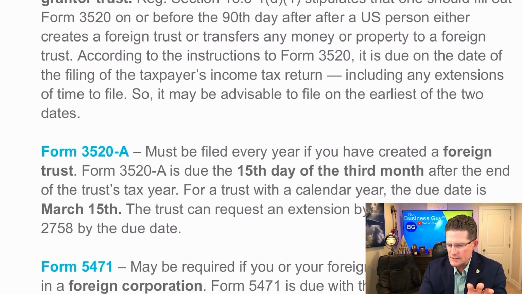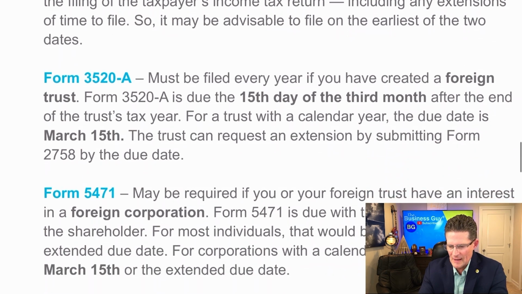And according to the instructions to Form 3520, it is due on the date of the filing of the taxpayer's income tax returns, including any extensions of time to file. So it may be advisable to file at the earliest of these two dates. Again, you want to check with the CPA on this and don't take anything that I'm telling you as tax advice.